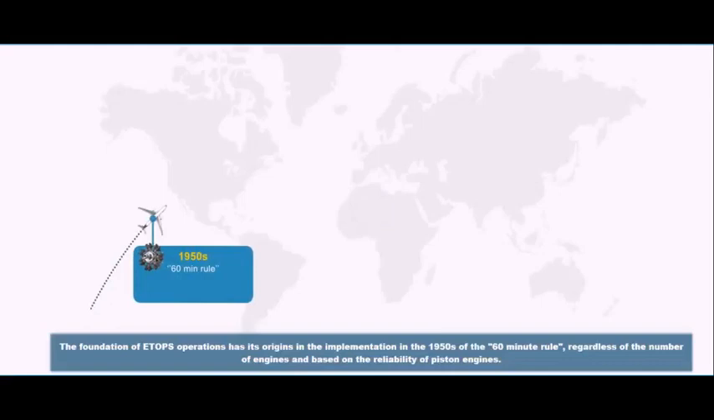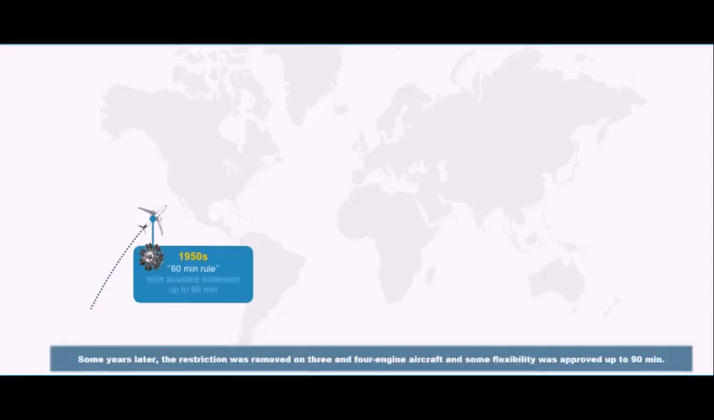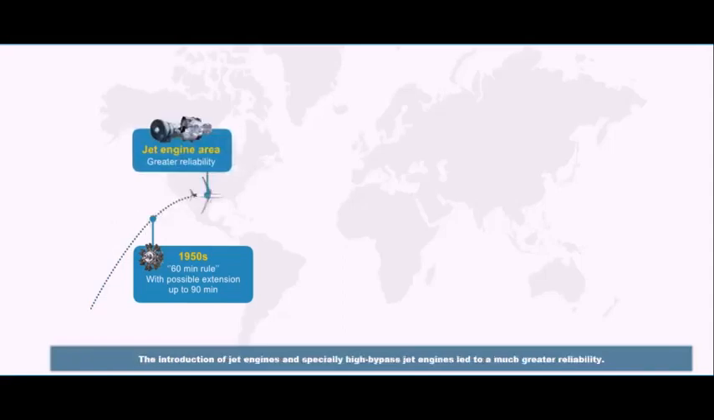The foundation of ETOPS operations has its origins in the implementation in the 1950s of the 60-minute rule, regardless of the number of engines and based on the reliability of piston engines. Some years later, the restriction was removed on 3- and 4-engine aircraft, and some flexibility was approved up to 90 minutes. The introduction of jet engines, and especially high-bypass jet engines, led to a much greater reliability.